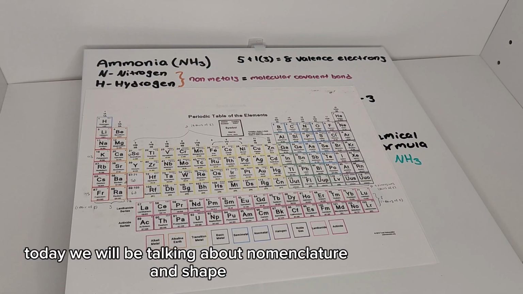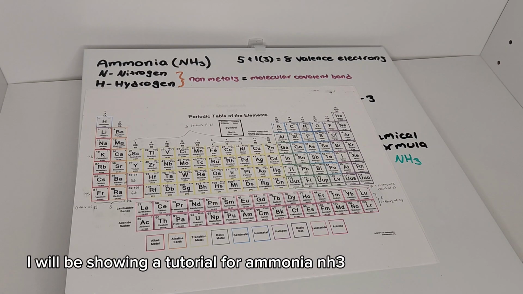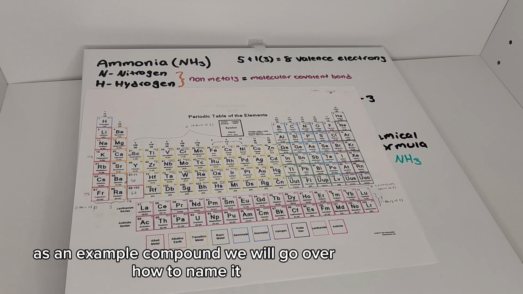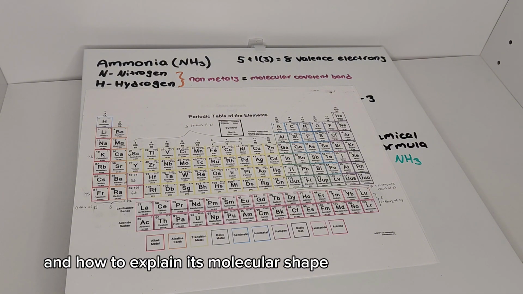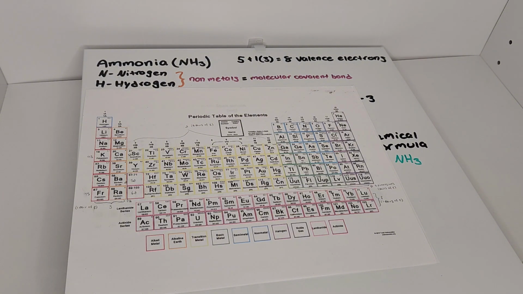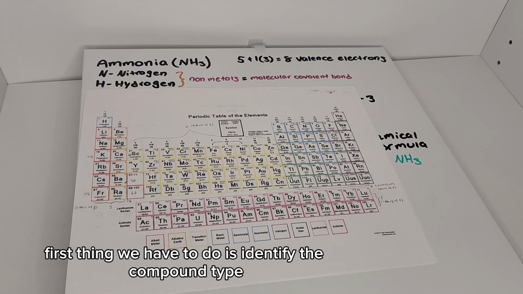Today we will be talking about nomenclature and shape. I will be showing a tutorial for ammonia, NH3, as an example compound. We will go over how to name it by using nomenclature rules and how to explain its molecular shape and real-world applications. First thing we have to do is identify the compound type.